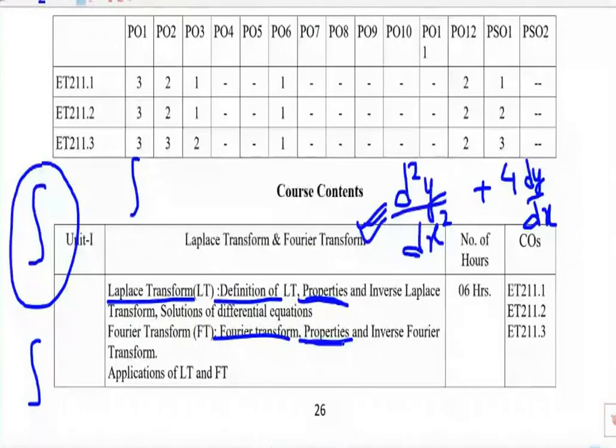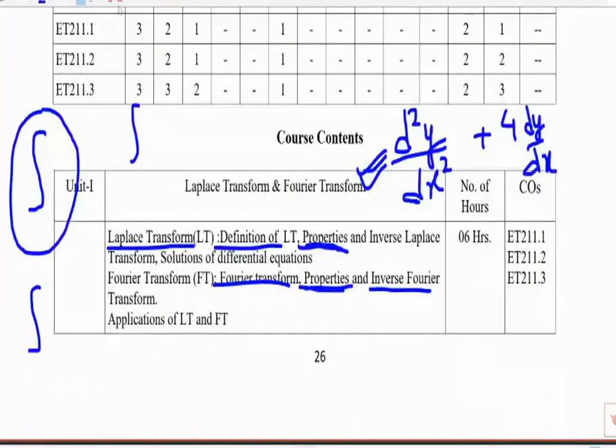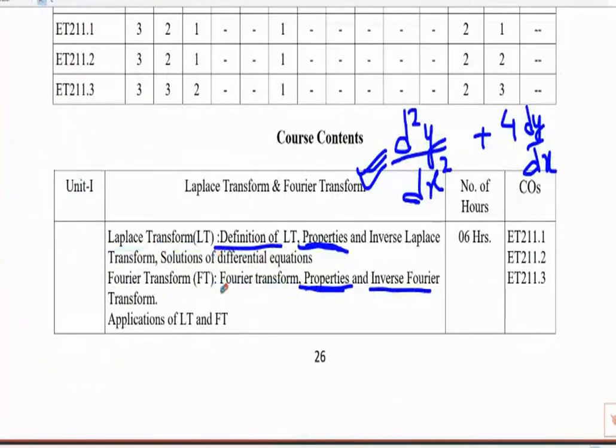Then again some Fourier signal is provided to you. You can take the inverse and get the time domain signal. And we will learn some applications of Laplace transform and Fourier transform. So these many points we have to learn in unit number 1. Okay. Then this Laplace transform and Fourier transform is used for continuous time signal.